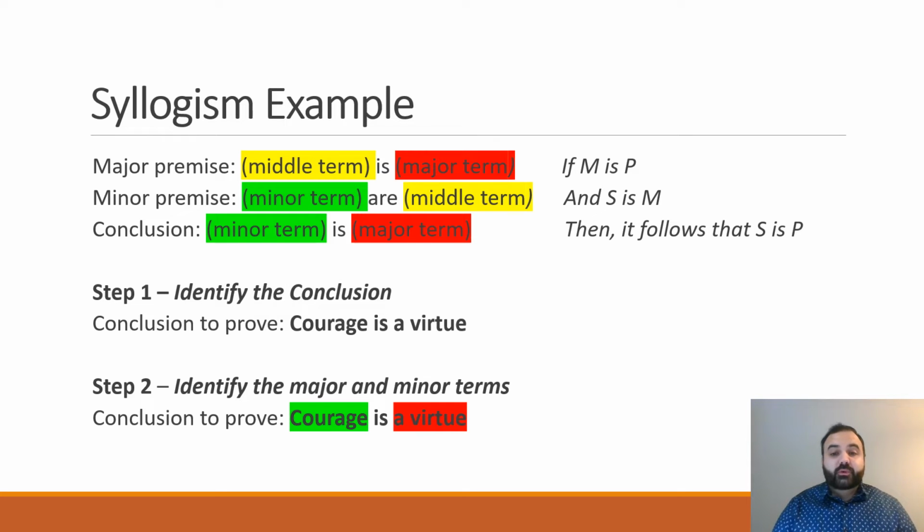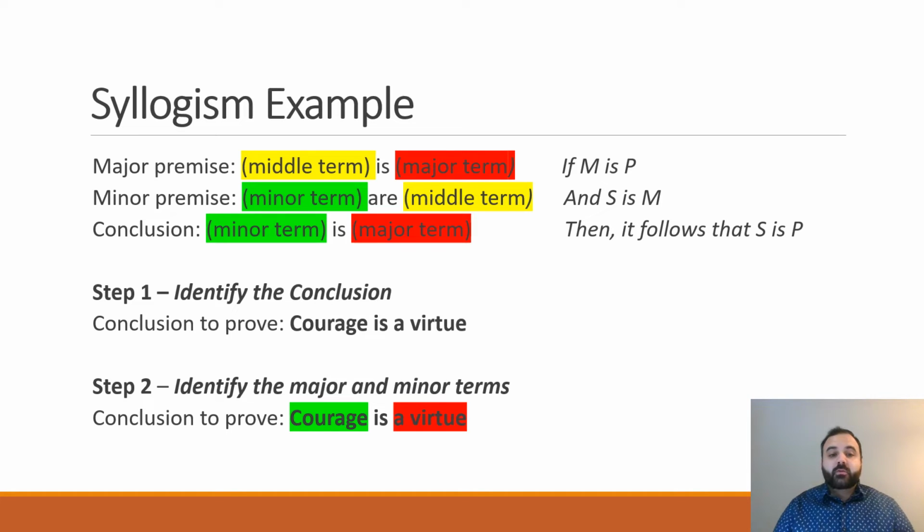So we have our framework up here on the top of the page. Really, once you come up with your minor term, your major term, and your middle term, for a pretty basic syllogism, you kind of just plug and chug. So let's go through an example of following these four steps. So step 1, identify the conclusion. So we have a conclusion here for the purposes of our example already given to us, and the conclusion is courage is a virtue.